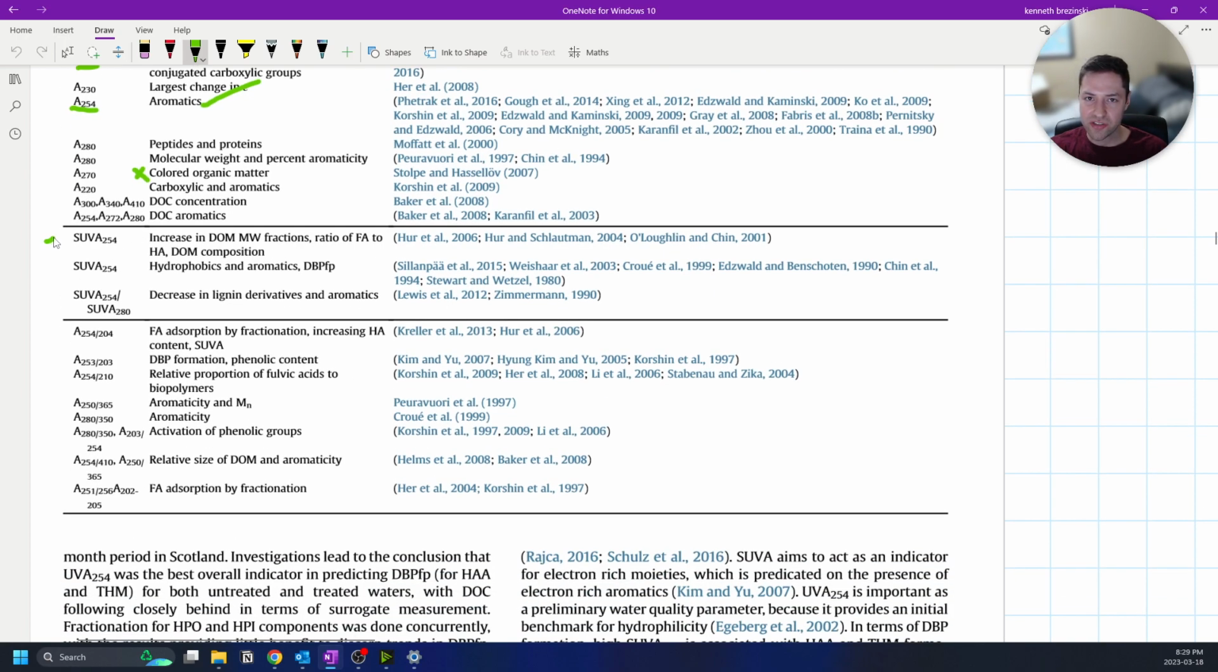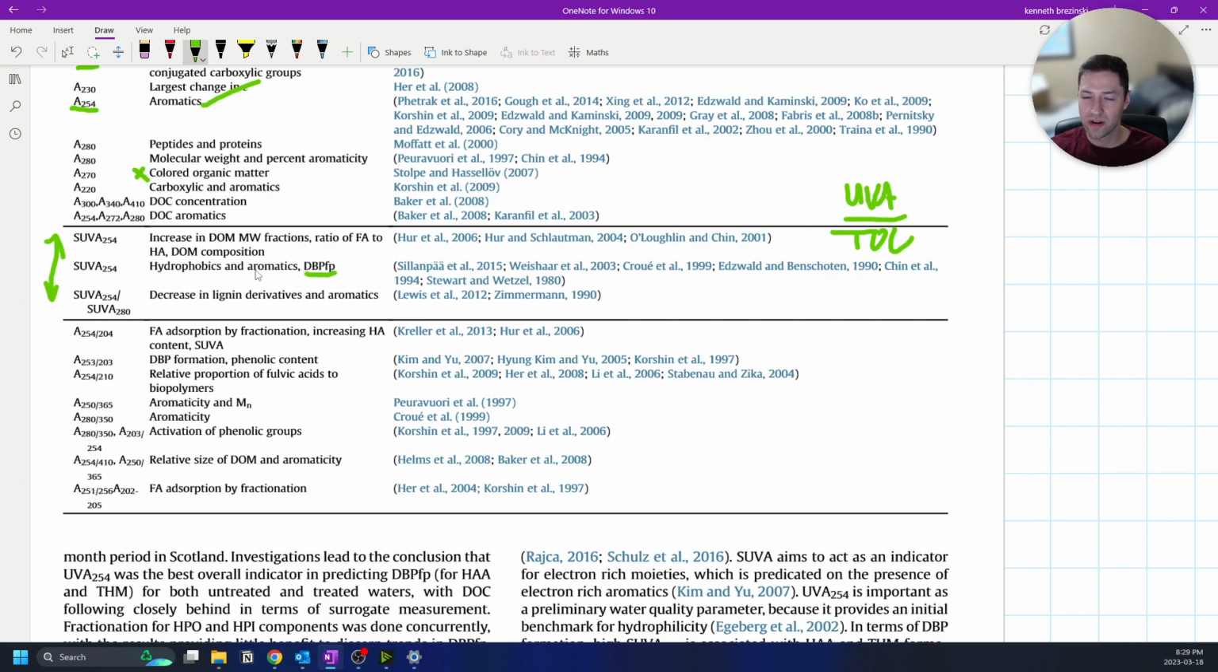Additionally, we have things like SUVA, which I had mentioned again is UV absorbance over TOC. So if we were to look at it for 255, we can sort of see, well, when this goes up, we tend to find an increase in dissolved organic matter molecular weight fractions, also the ratio of fulvic acids to humic acids. There's actually quite a lot there. SUVA 254, again, the aromatics, well, it tells you a lot about the hydrophobics and aromatics, and also disinfection byproducts.